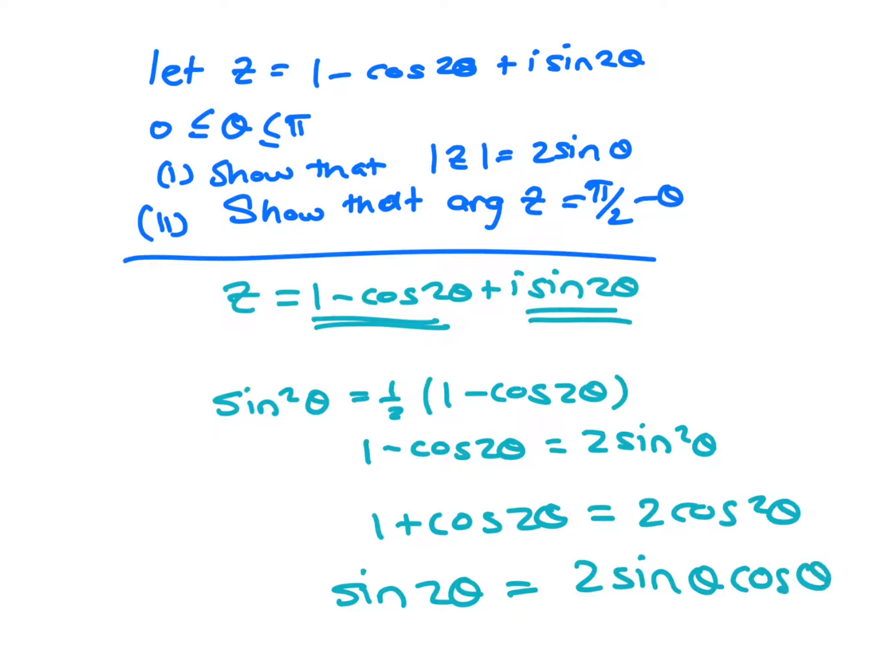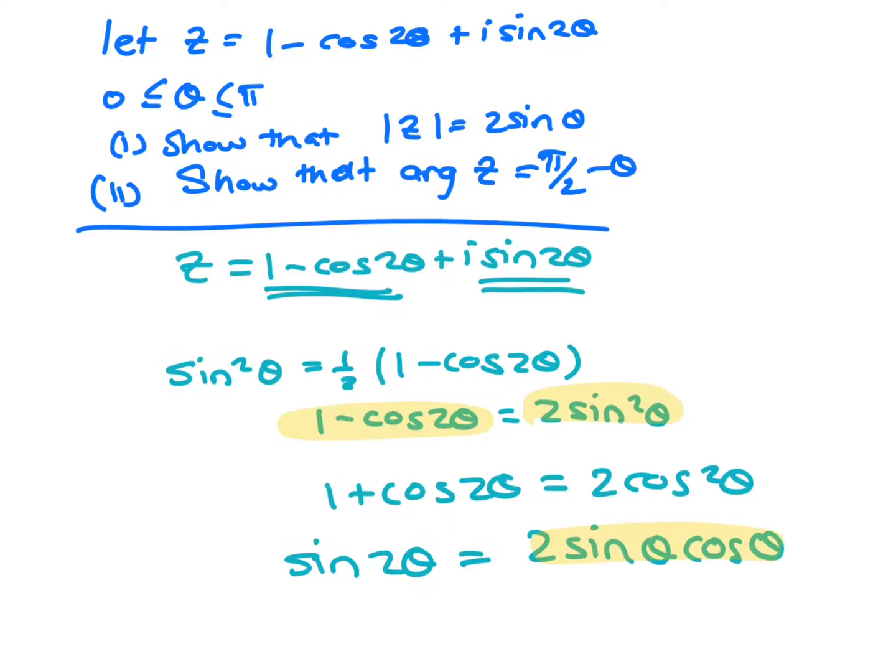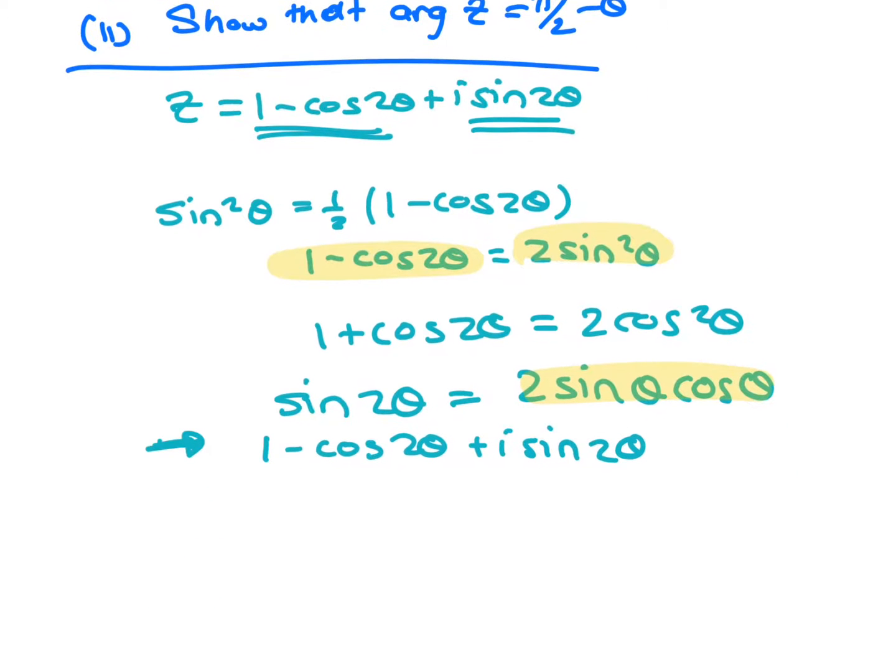Now the reason that I'm doing this is that I'm going to put this into mod arg form. And when I put it into mod arg form, there's a whole lot of other stuff that I can actually do with it. So it'll be 1 minus cos 2 theta plus i sine 2 theta. If you look at that, that would be 2 sine squared theta plus i 2 sine theta cos theta.